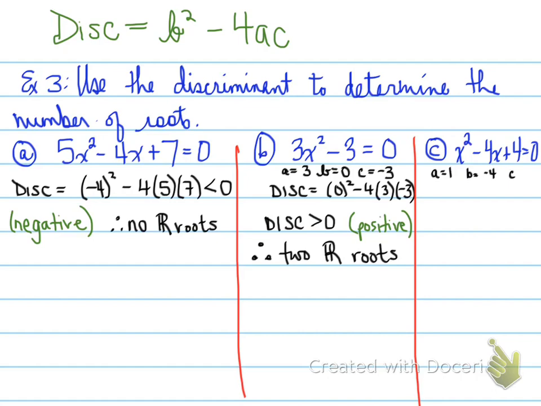The last one, a equals 1, b equals negative 4, c equals 4. Use the discriminant. Negative 4 squared minus 4 times 1 times 4. The discriminant will be 16 minus 16, which will be 0. So this time the discriminant actually equals 0, and therefore there is only 1 real root.